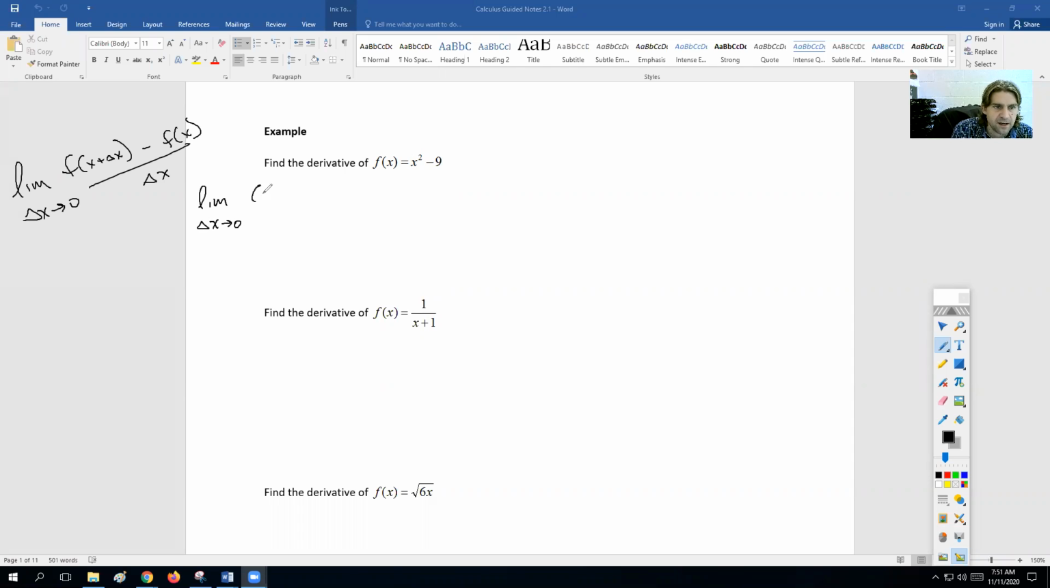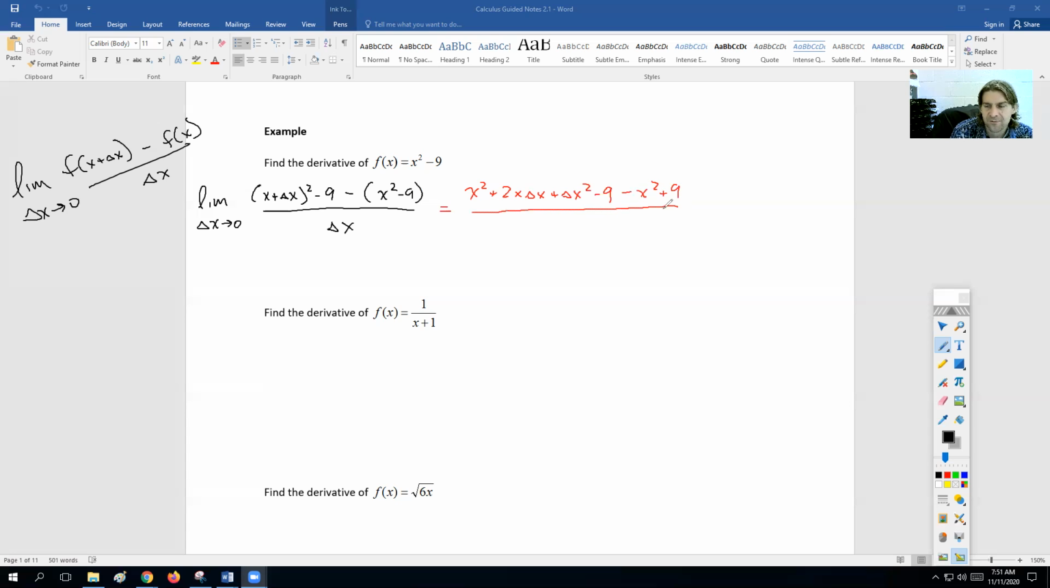This is going to be x plus delta x squared minus 9. All right, that's the first part. Then minus f of x, x squared minus 9, all over delta x. All right, so we technically have the limit that goes throughout the whole thing, but I'm just going to keep simplifying this. If we were going to square the x plus delta x, this would become an x squared plus 2x delta x plus delta x squared. Then we got a minus 9, and then distribute the negative here, minus x squared plus 9.